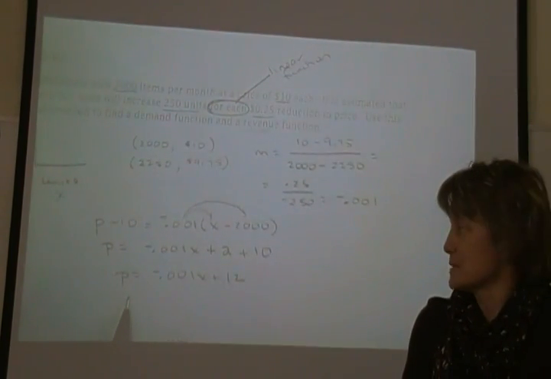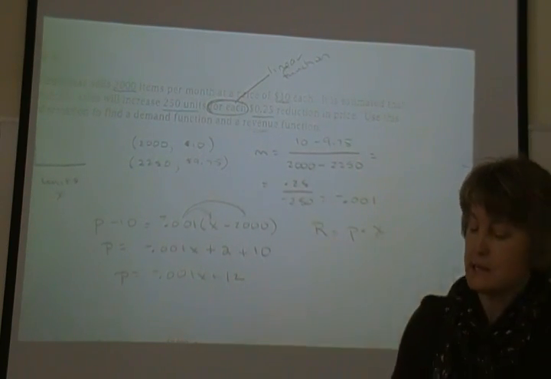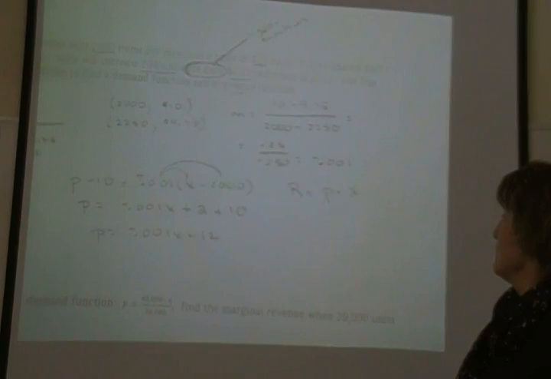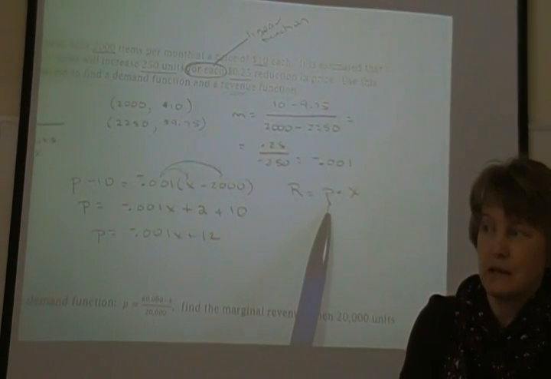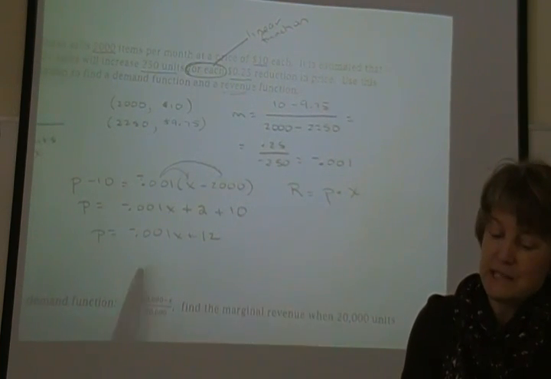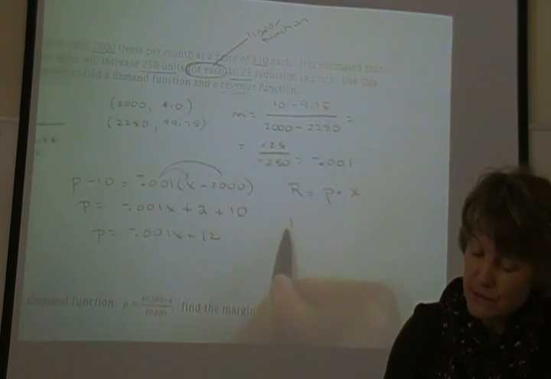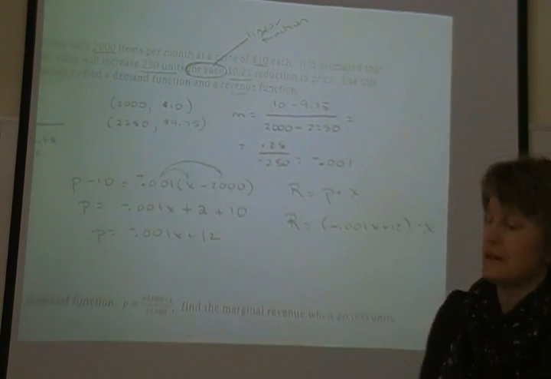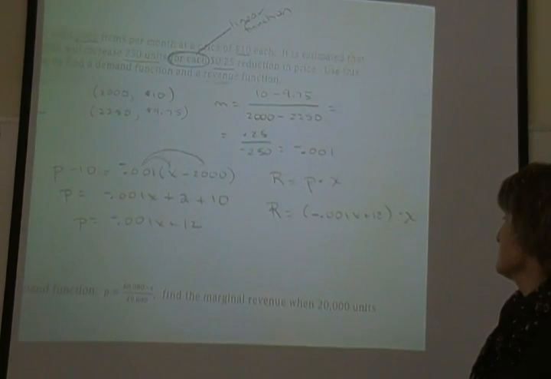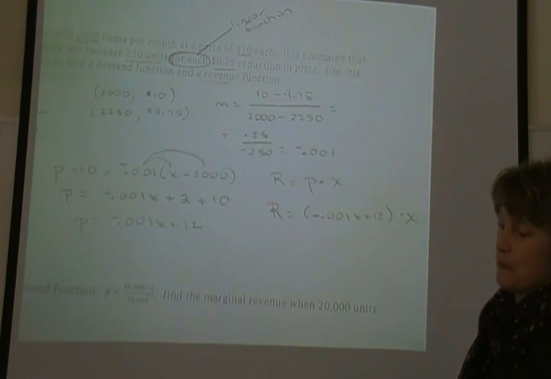here's the demand function in terms of P. My revenue function is P times X. So price is not a static thing. It's not like I'm selling these things for $10 no matter what. Price is a function of X in this case. So my revenue, I have to take that function of X and multiply it by the number of units I sold. And this is how I'm going to get revenue as a function of X.